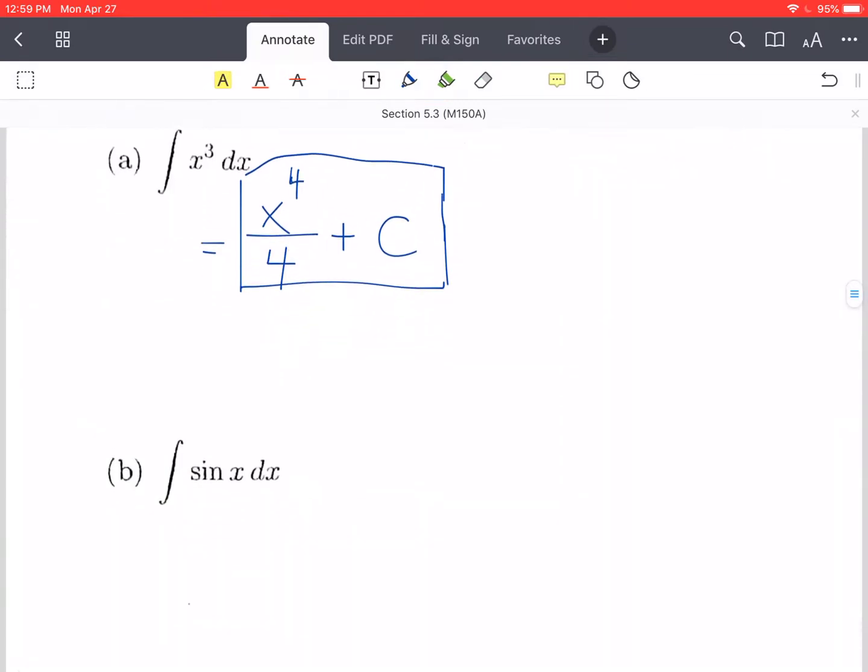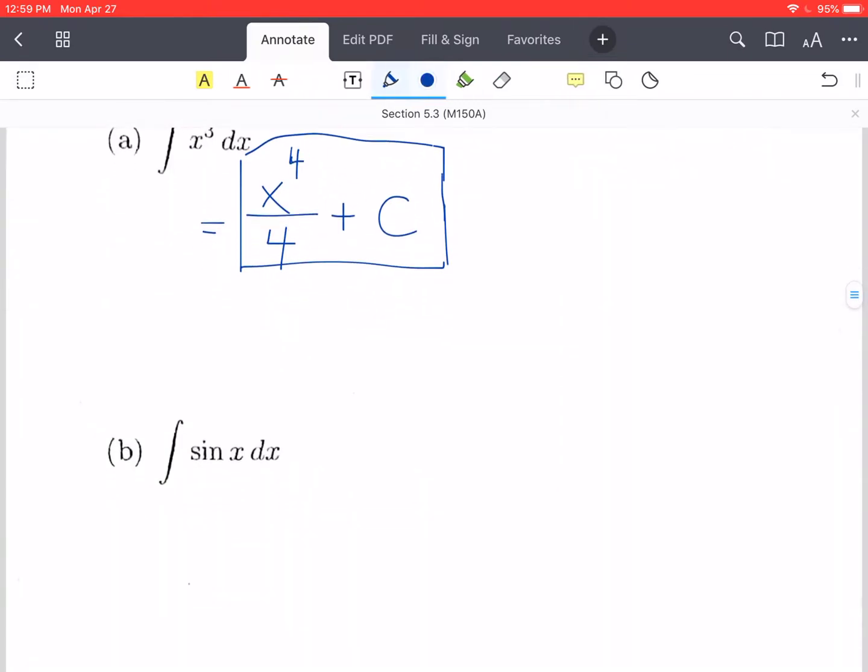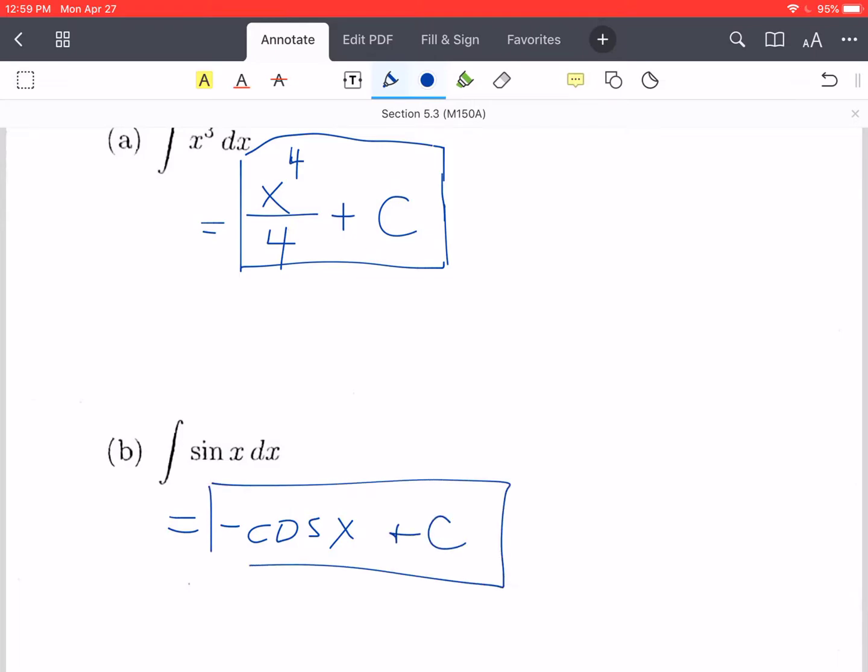Okay, and then for part B, the integral of sine of x, well, the antiderivative of sine is negative cosine, right? Because the derivative of cosine would be negative sine. So the derivative of negative cosine is positive sine. And then, of course, plus that arbitrary constant. Okay, so nothing really new here, just the notation of using that integral with no bounds.